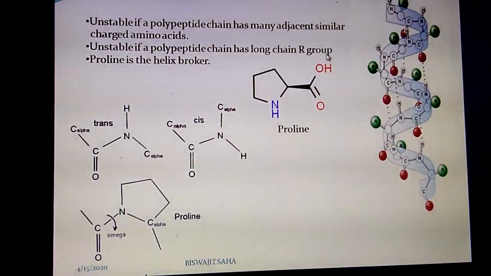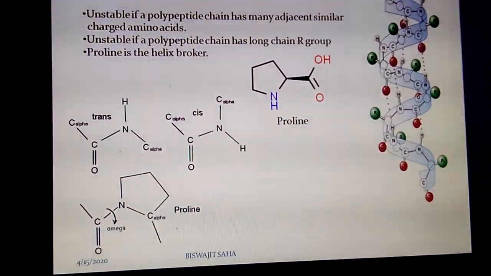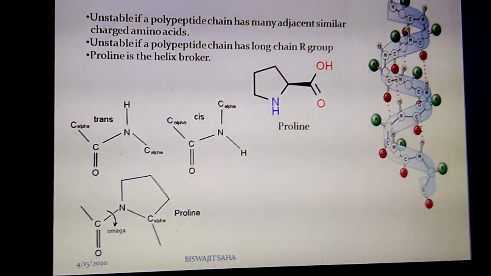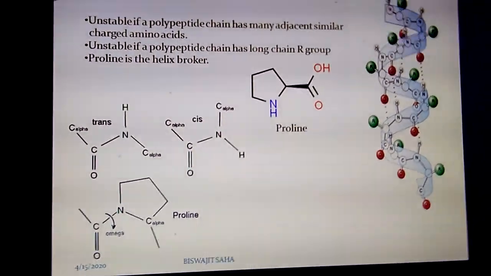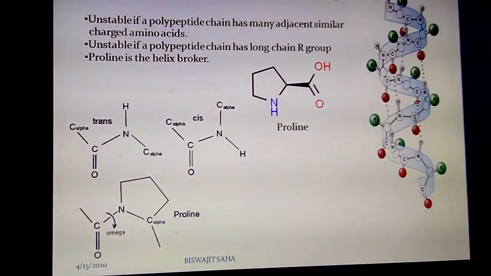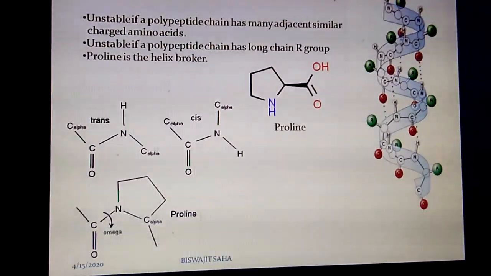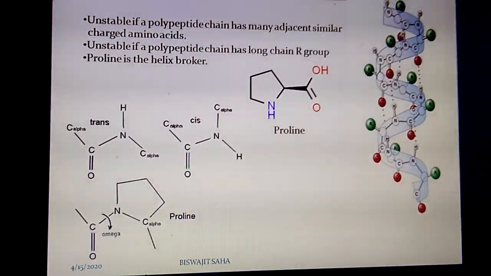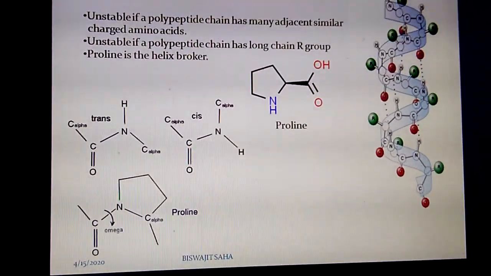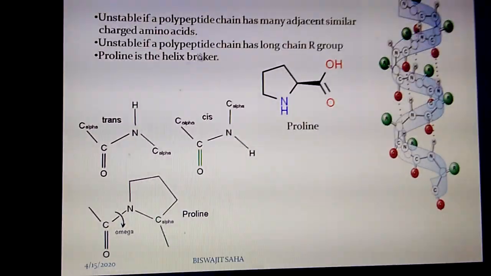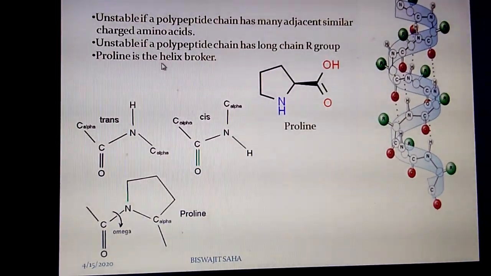That means the bulk and shape of certain R groups can also destabilize the alpha helix or prevent its formation, such as aspartic acid, serine, threonine, leucine. These are the amino acids whose R group is bulky. They tend to prevent the formation of alpha helix if they occur close together. And the third point is that proline is the helix blocker.